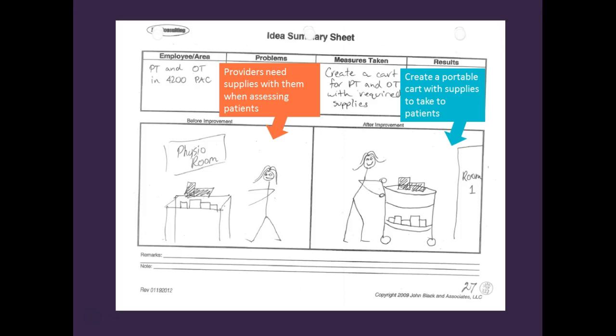Now that the providers had to come to the patients, this provided one extra challenge: some providers needed some supplies with them when they were assessing patients. So the team generated an idea to create a mobile cart that the providers could take with them from room to room to assess patients. This meant that the patients could stay in the assessment room with reduced travel, and the providers had access to the supplies they needed to do their assessment properly.